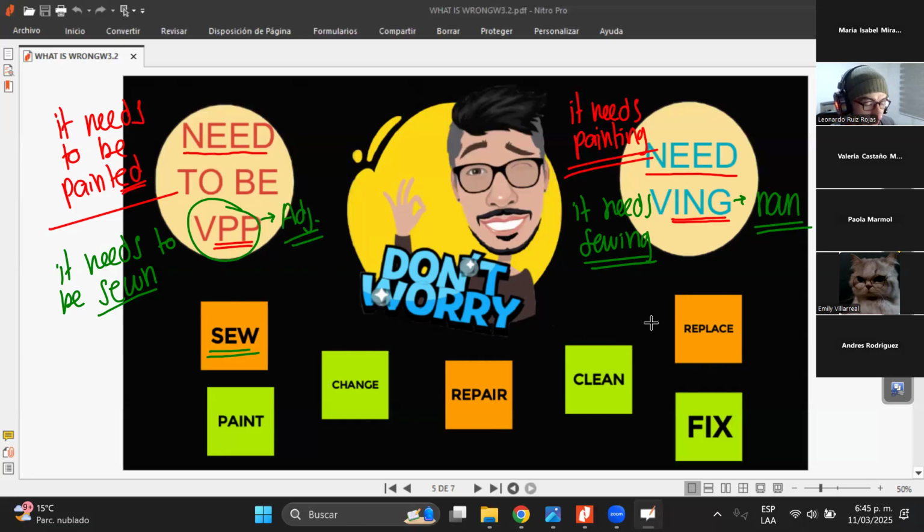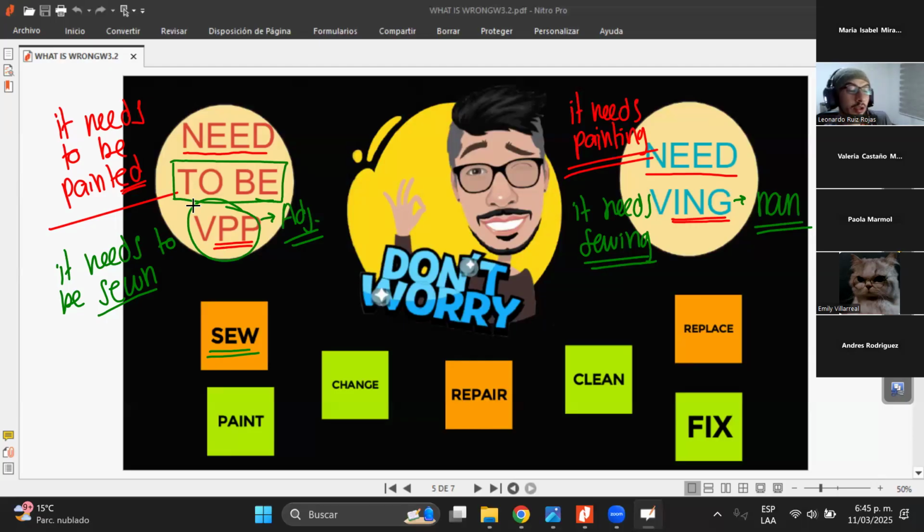So depending if I want to fix it or replace it or clean it or repair it or change it, it depends, right? And you have both possibilities with the verb in past participle or with the verb in ing. Always remember, if you want to use the verb in past participle, it's necessary to include to be before, literally to be, right? So now, teacher, my cell phone has a little crack.